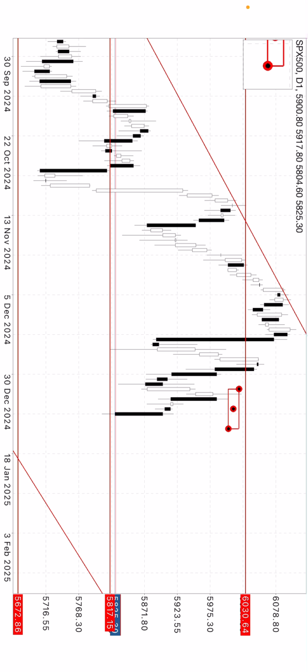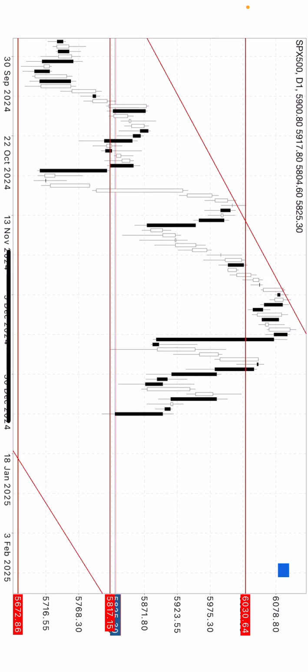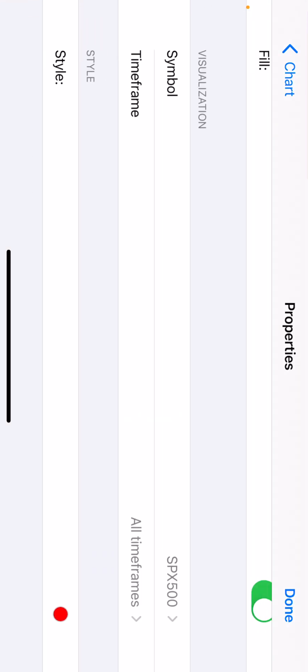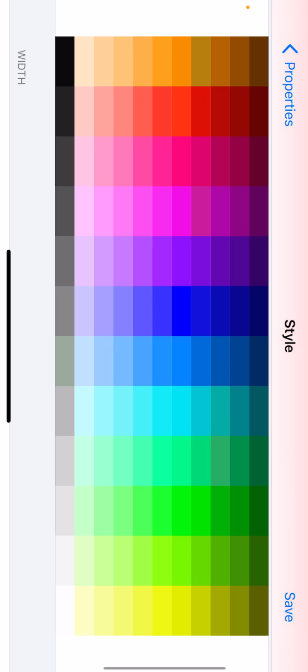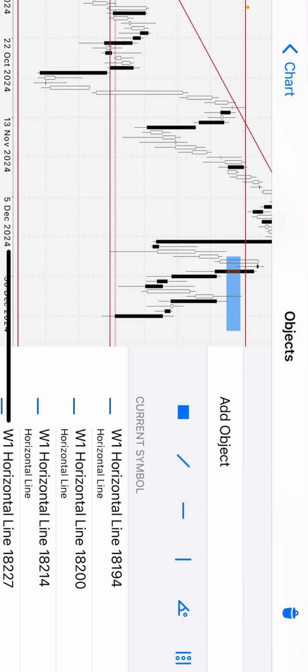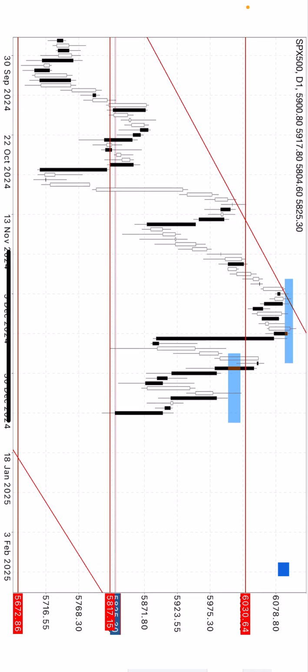So now let me try to highlight this one. Let me highlight and add the color fill. I think let me go with this color. Done. So now you can see a head and shoulders pattern.